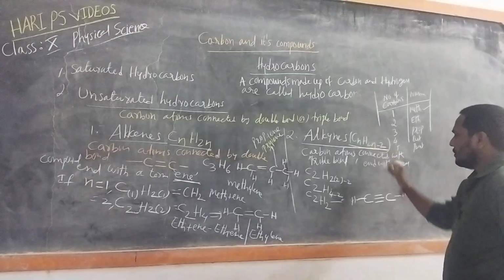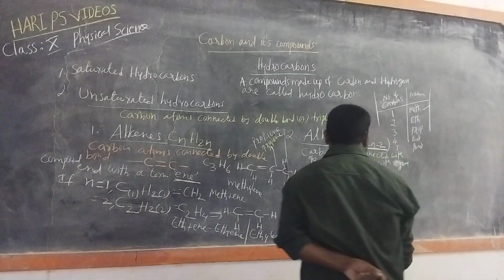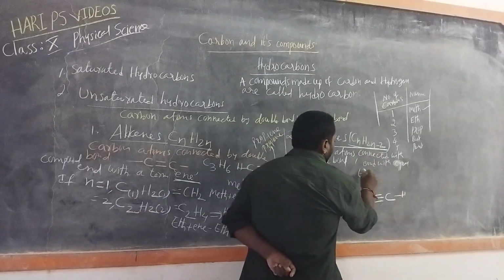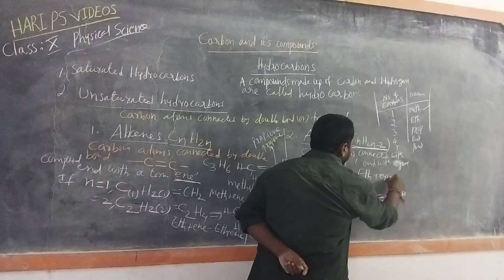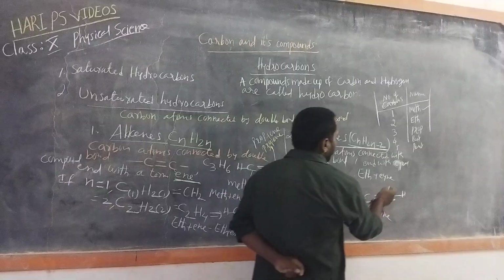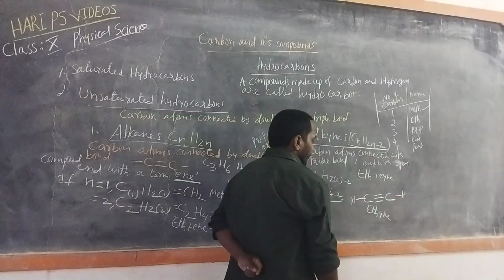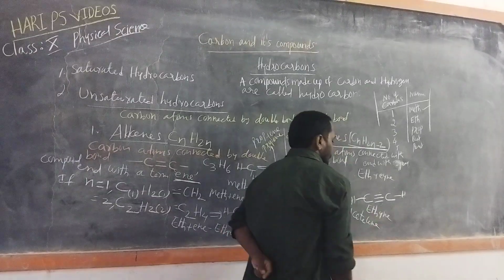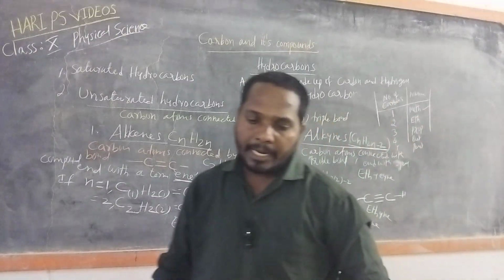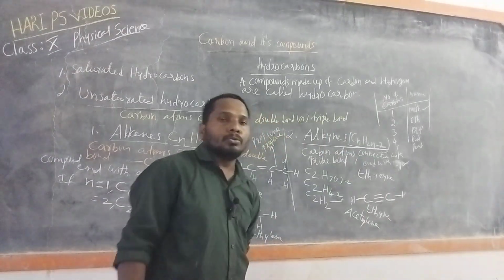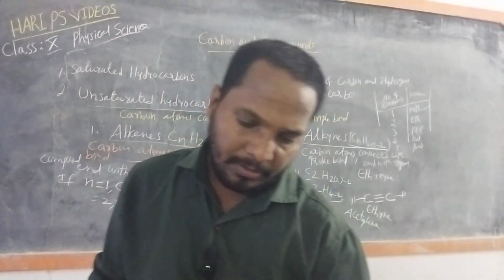So triple bond. So its name is, how many carbons are there? 2 carbons. So E plus ine, we call it ethyne. Or this is also generally called acetylene. The general name of ethyne is acetylene, which is used in welding.